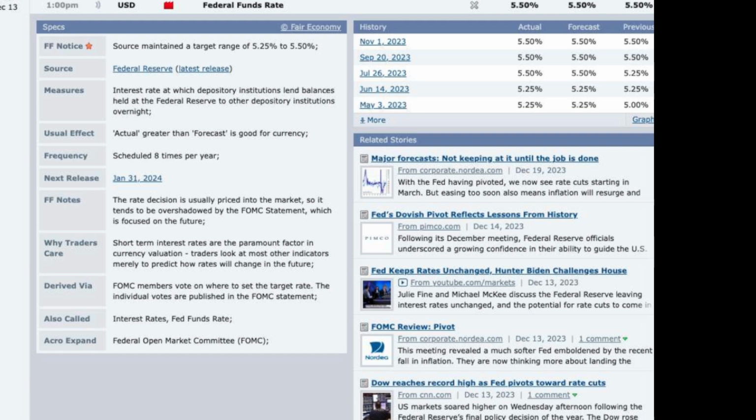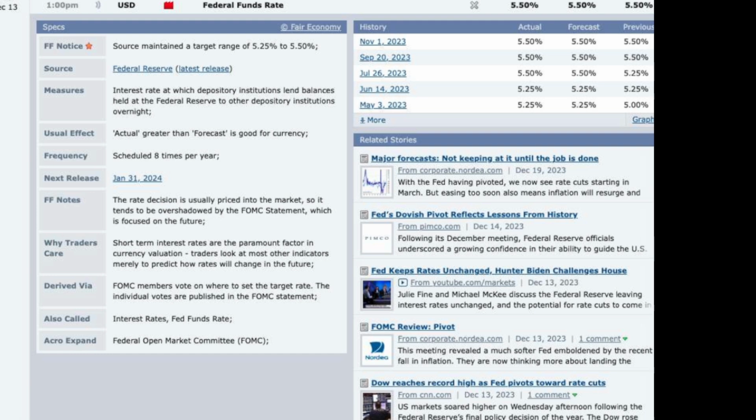So for November 1st, the previous would have been what is from September 20th, which you can see is 5.5%. Then you see previous was 5.5%. So what happened here? This is what I want to show you. If you look all the way from November 1st, 2023, all the way to May 3rd, 2023, you'll see the interest rate did not move much, meaning that there was stability in the market.